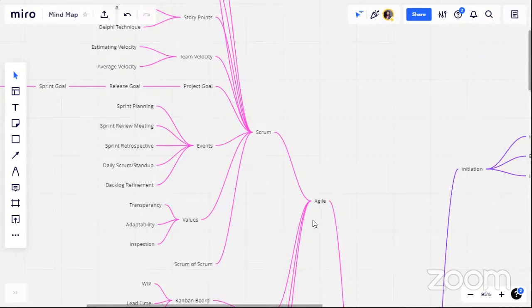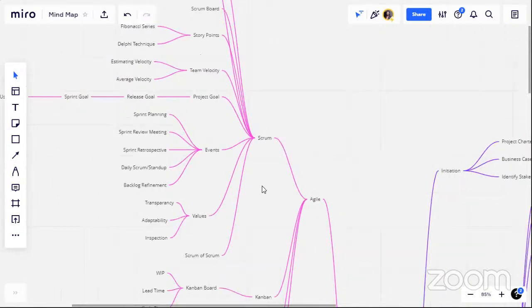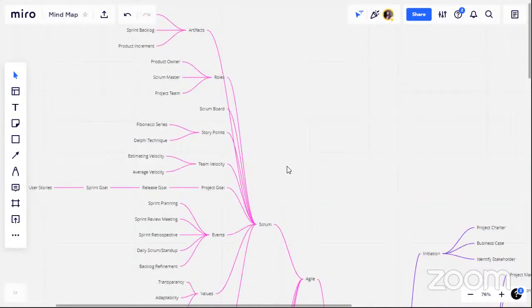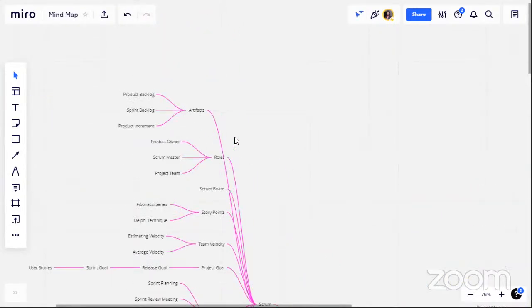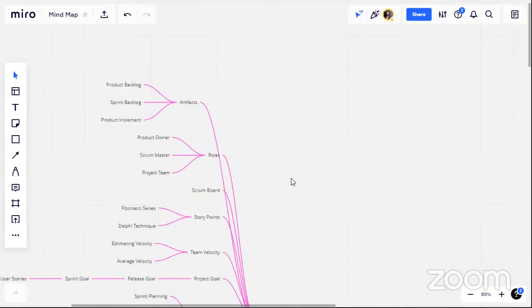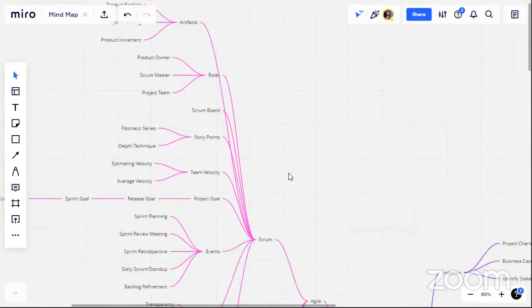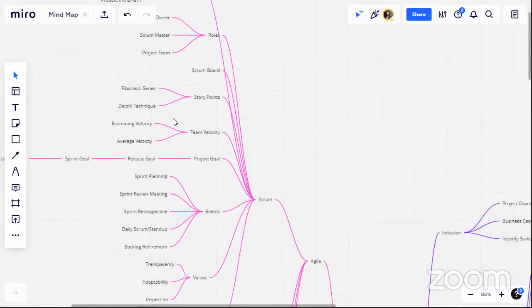Sir, here we have the methodology for agile. In agile, first of all, we have Scrum. In Scrum, first we have roles. We have product owner, Scrum master, project teams. We have Scrum board. Artifacts are also there: product backlog, sprint backlog, product increments. Then we have story points. In story points, we have the Fibonacci series and Delphi technique.